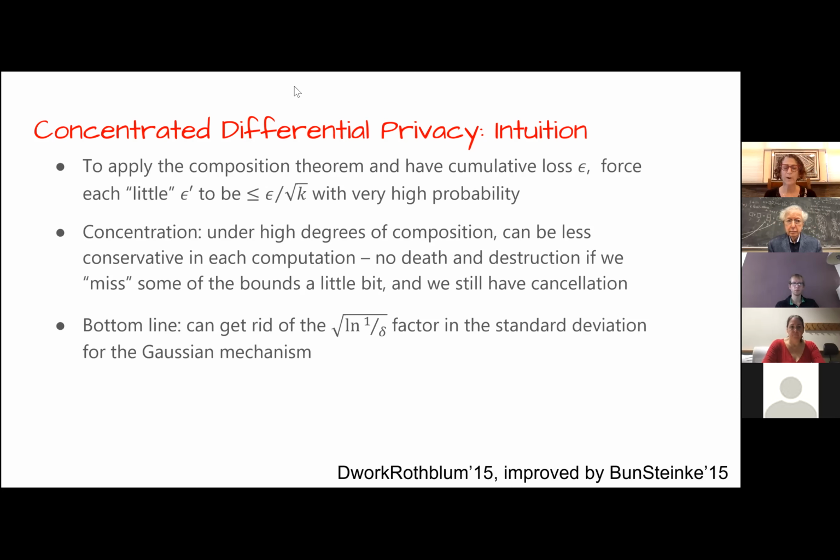So the bottom line is that with this approach, you can get rid of the square root log of 1 over delta factor in the standard deviation for the Gaussian mechanism when we're doing it in the context of lots of composition. So the cumulative loss is the same, but our accuracy got a lot better.